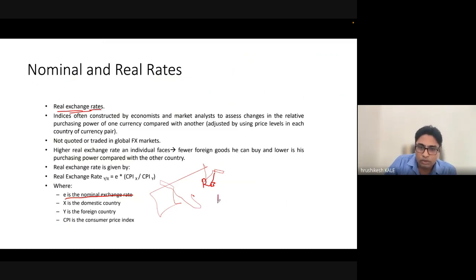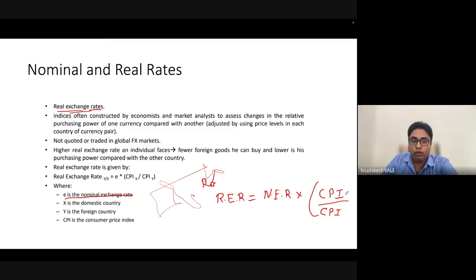So real exchange rate is nothing but nominal exchange rate into consumer price index, that is inflation. We calculate the inflation from the consumer price index itself, and the consumer price index of both the currencies. Now, always remember, if this is y by x, this will be exactly opposite. This will be x by y.